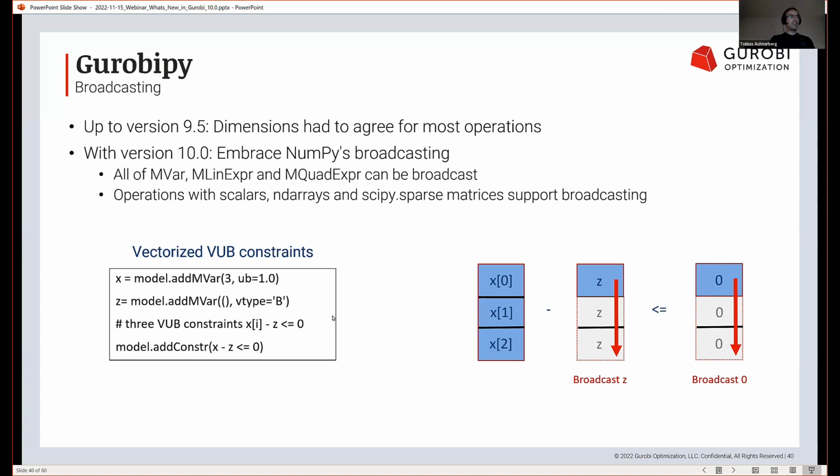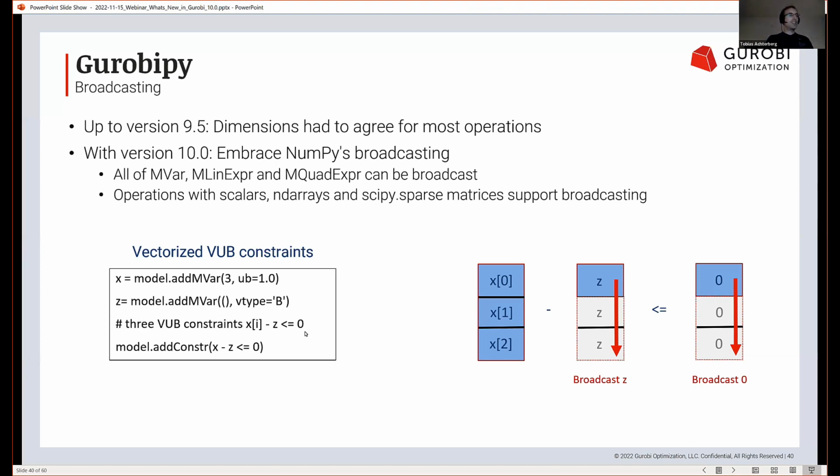And then broadcasting, that is something that NumPy users are very used to, and now this also works with Gurobi objects. All of these modeling objects can be broadcasted, and what does it mean? Operations with scalars, ND arrays and SciPy sparse matrices already support broadcasting, and now the Gurobi objects as well. So here's an example. If you have a matrix variable, so a vector of 3 variables, each with an upper bound of 1 in that example, and then you have a single variable. So this is a 1x1 matrix, so to say, right?